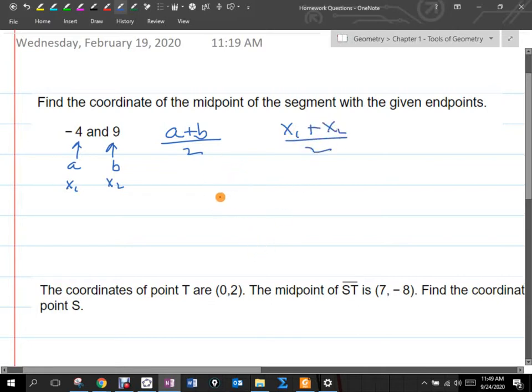So all I've got to do is -4 plus 9, divide that by 2. I get 5 over 2.